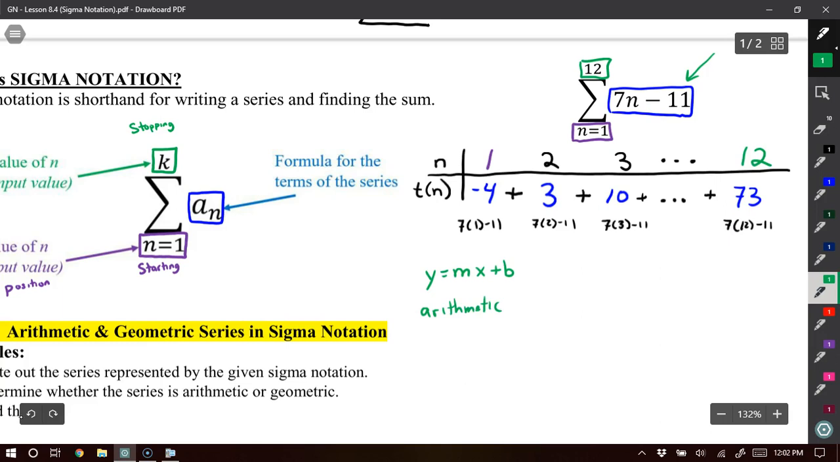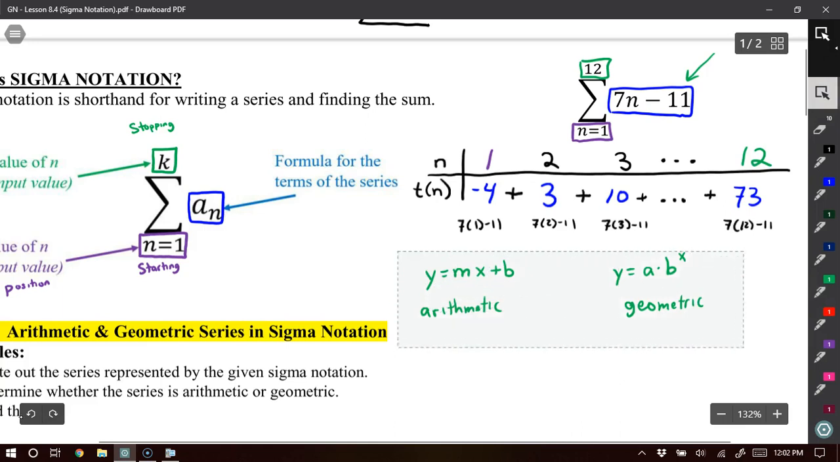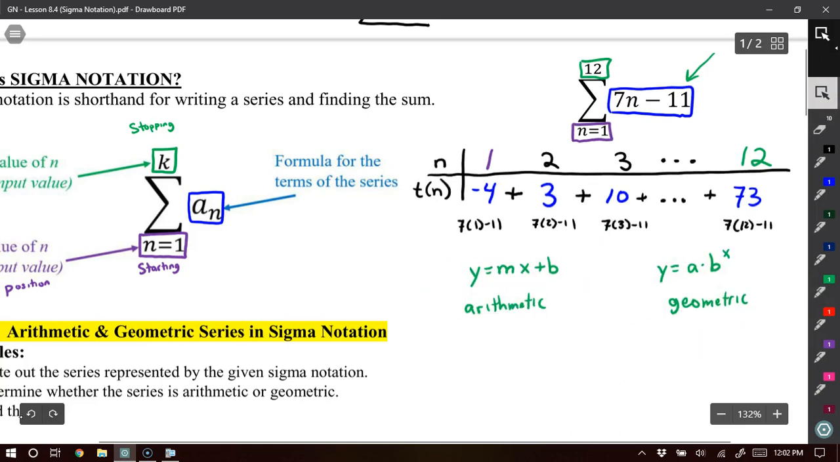We could also review what we did before: geometric. Geometric is very similar to exponential form, A times a base to a power. So if it looks like that, it's going to be geometric. And so we're going to use a lot of our understandings from the previous lessons to help us out for this one.